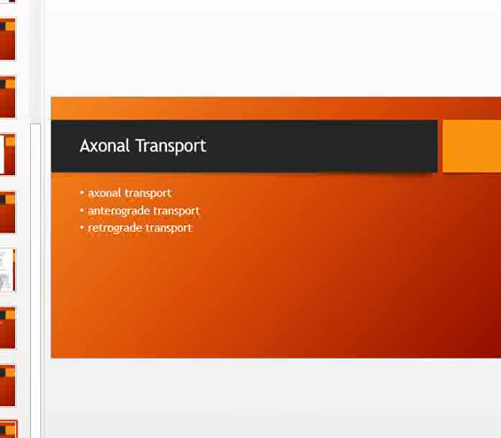Now, away from fast axonal transport, let's talk about slow axonal transport. This is also called axoplasmic flow, and it occurs at a rate of 0.5 to 10 millimeters a day. And again, I need you to know it's always anterograde only, not retrograde.